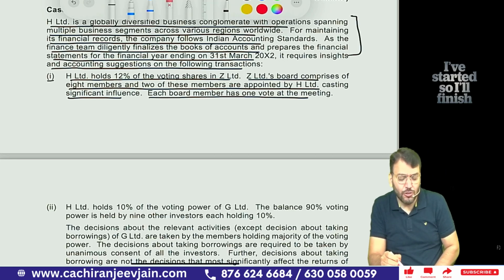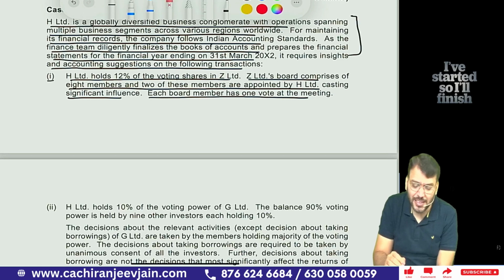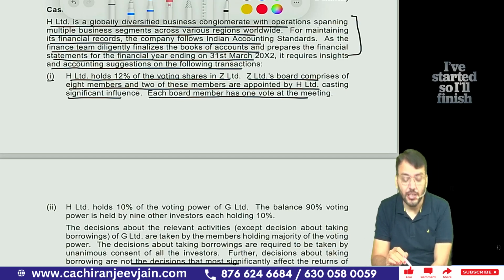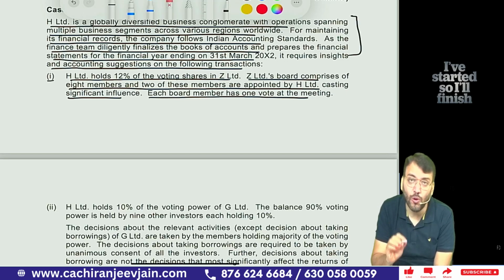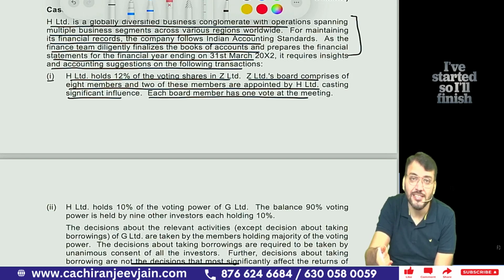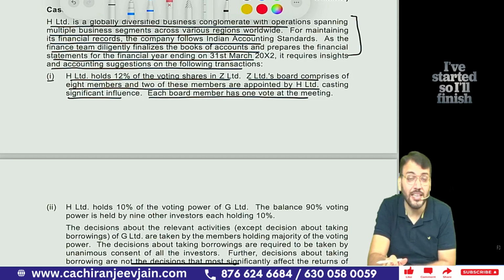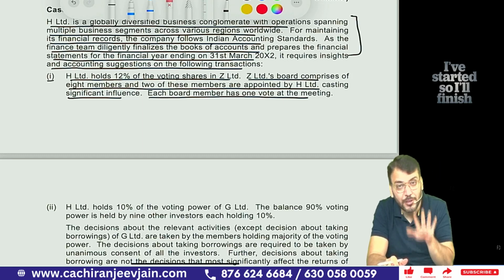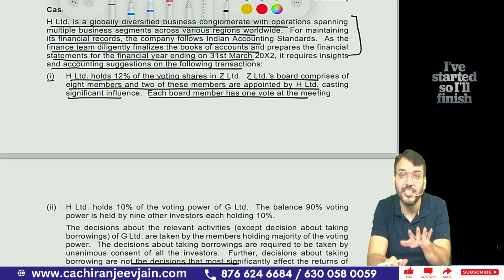Correct. Now I think this is a question whether it is an associate or not an associate. Even though H Limited holds only 12%, it does not mean they cannot exercise significant influence. But Ind AS 28 says that if they are holding less than 20%, then also it can be presumed, if the facts and circumstances demonstrate that, that they exercise significant influence.